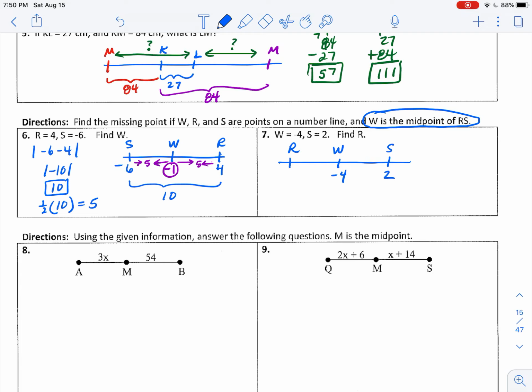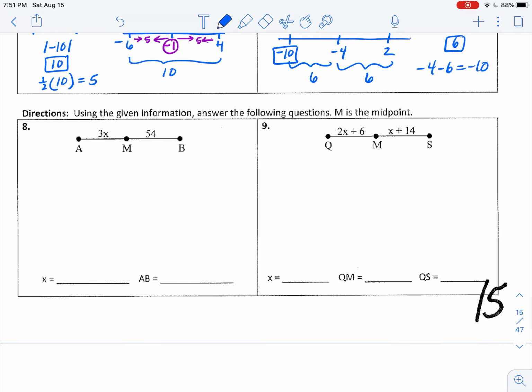So we know that the distance from W to S, let's see, -4 minus 2 is the absolute value of -6, which is 6. So we know that this is 6 units to the right. So that means if W is in the middle, we've got 6 units to the left as well. And so if we're moving to the left, we're going to subtract, -4 minus 6, which is -10. And so R is going to be at -10.